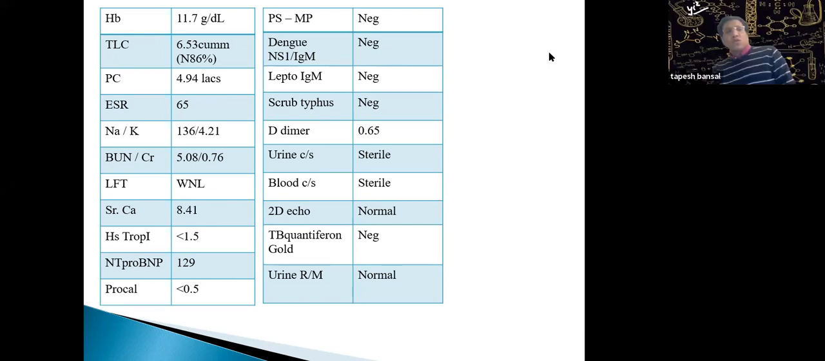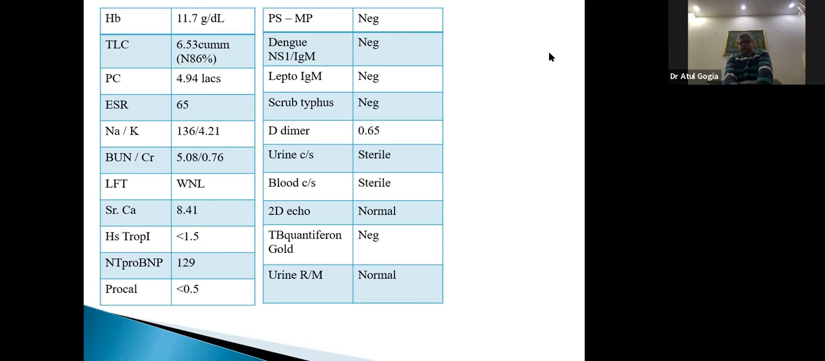Dr. Gogia, sir, your comments on TB quantiferon gold, if you would like to elaborate. So, that is one of the tests which is being done quite frequently. I actually do not, but I have a big team, so a lot of people like to do this test, and probably that's the reason it was done. It is a test, as all of us are aware, which is just a pointer to exposure or a latent TB rather than an active TB.